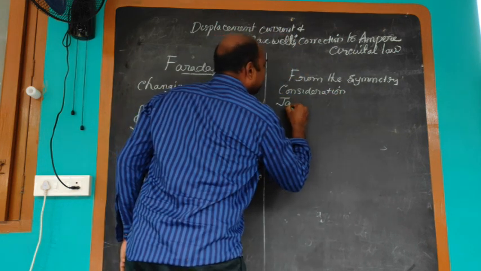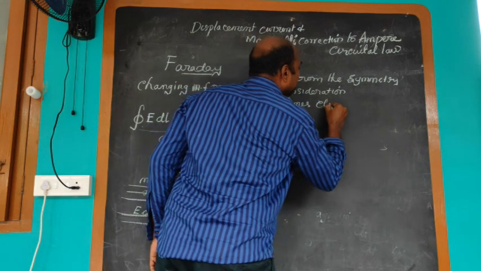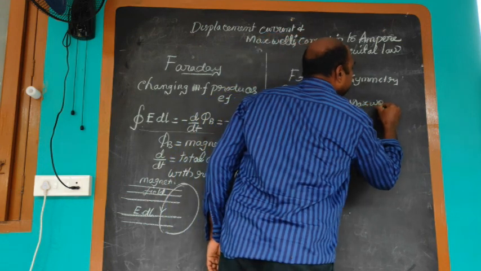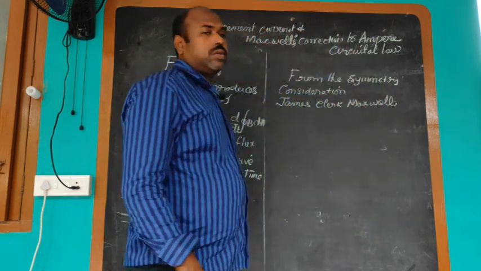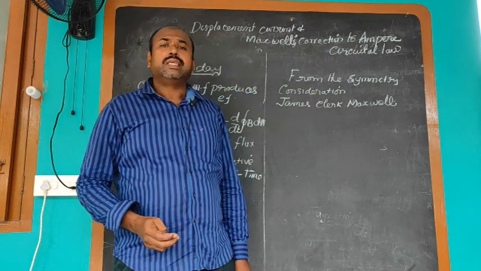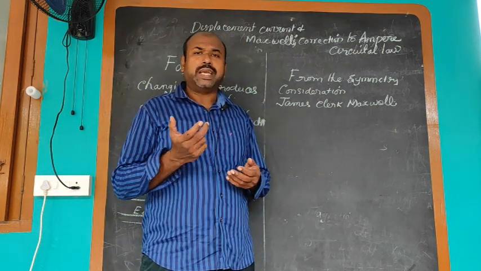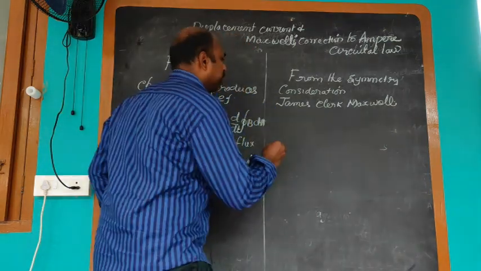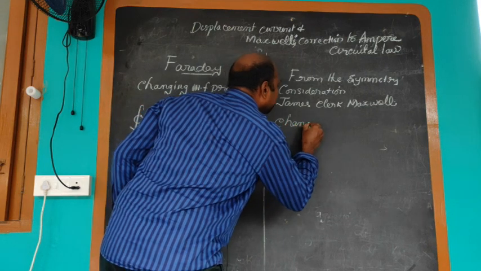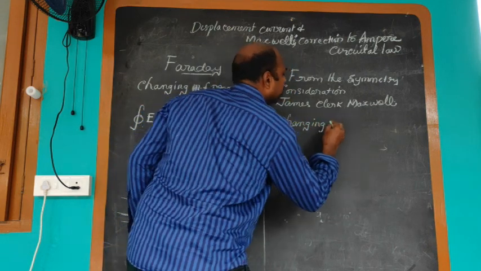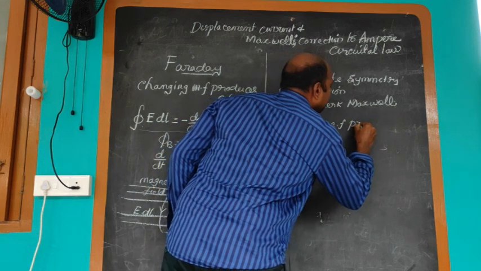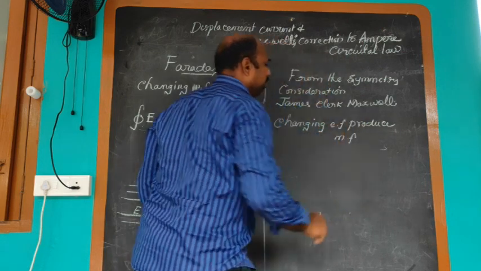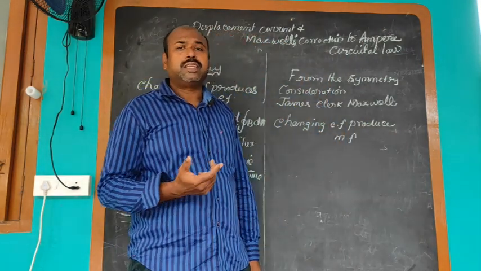James Clerk Maxwell told that the changing electric field also produces magnetic field. So it is the inverse of what is said by Faraday. So he said that the changing electric field produces magnetic field.